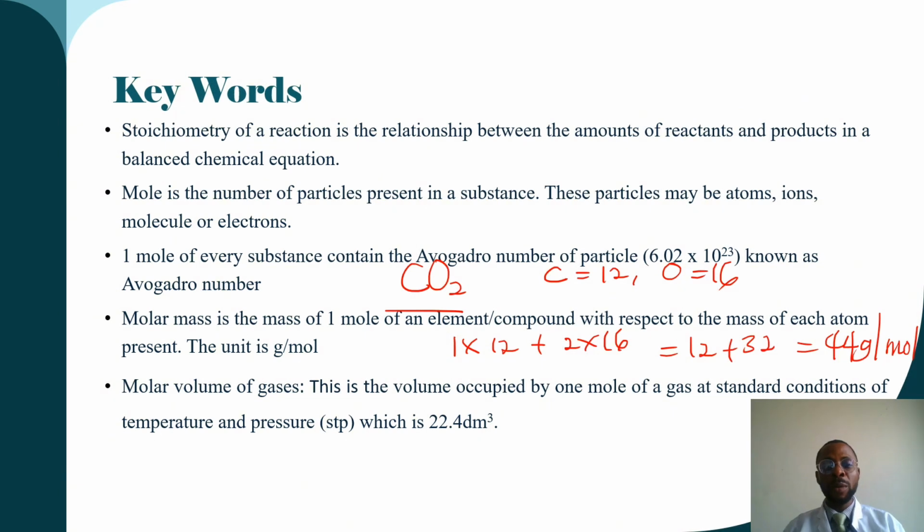Then finally, molar volume of a gas. That is talking about the volume that a particular gas occupied. 1 mole of that gas, the volume it occupies under a standard condition of temperature and pressure. That is STP. So that volume is also a constant, and the value is 22.4 dm3. So that implies if I'm given any gas whatsoever, CO2, H2, O2, any gas, 1 mole of those gases will always have the same volume, and that value is 22.4 dm3.